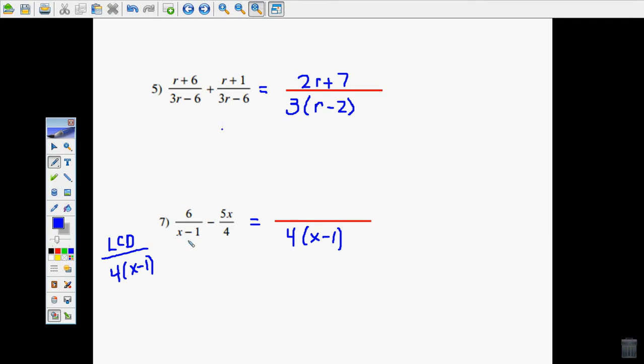All right, then to be able to know what to do with the numerator, notice with this one's denominator we have the x minus 1, but we need to multiply it by 4 to get the common denominator, or the least common denominator. So whatever we do to the denominator, we need to also do to the numerator. So I'm just going to multiply both numerator and denominator by 4. And that will give me a 24 right here. So we're going to put that in our numerator, 24.